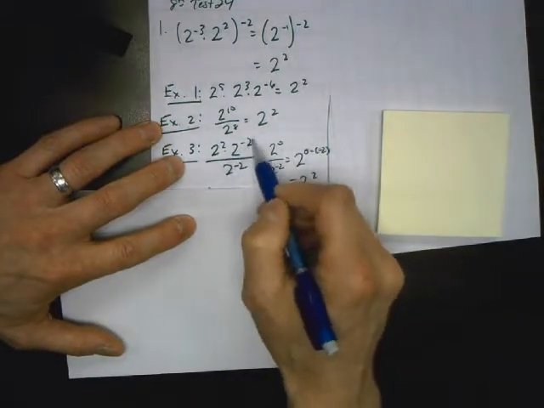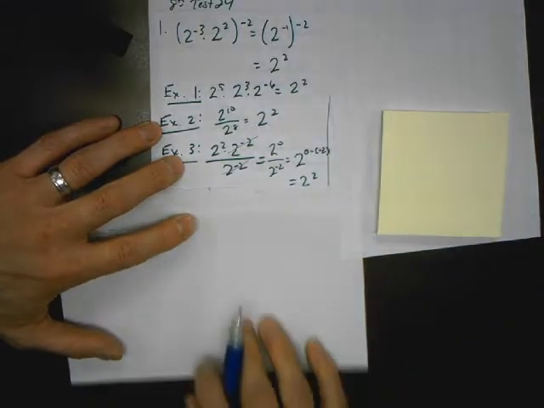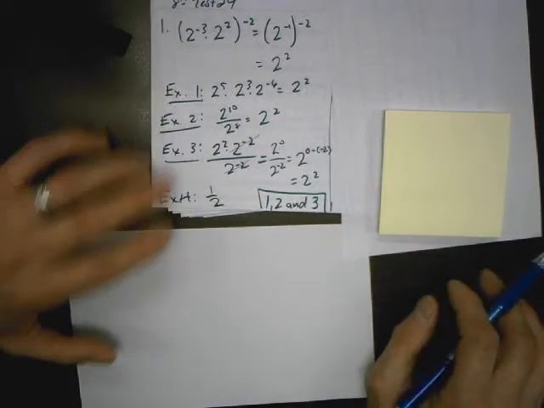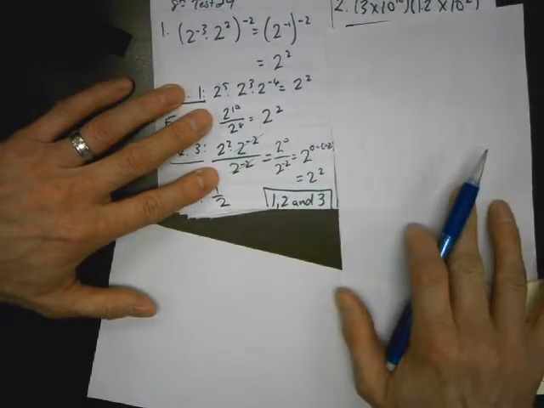Or you could have just done this. If it's all multiplication, you could have just crossed out your 1's, right? And then over here, 1/2, well, 1/2 where the 2 is on the bottom, that'd be a negative exponent, so that doesn't work. 1, 2, and 3 are the answers.